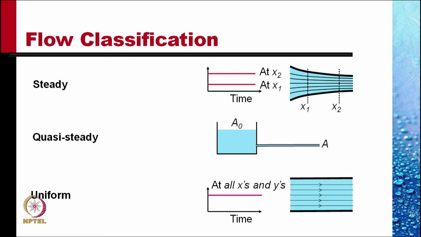A uniform flow is a flow in which the properties are constant at all x's and y's. That is, everywhere, all properties have the same value.